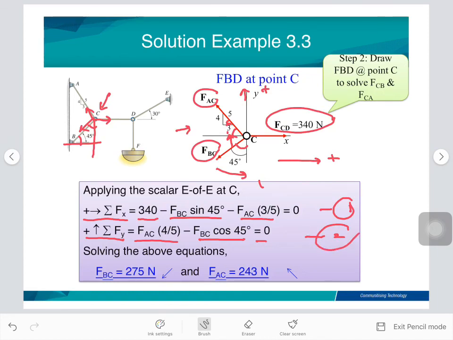So here you can solve by using the calculator because you have two unknowns. Then when you use your calculator, you can have that your FBC is equal to 275 Newton, and then you can have that FAC is equal to 343 Newton.